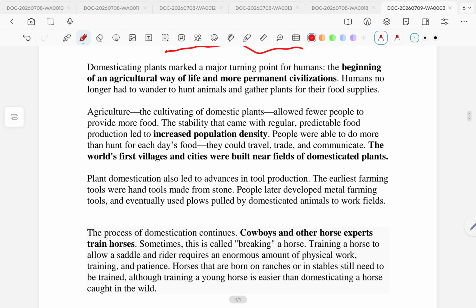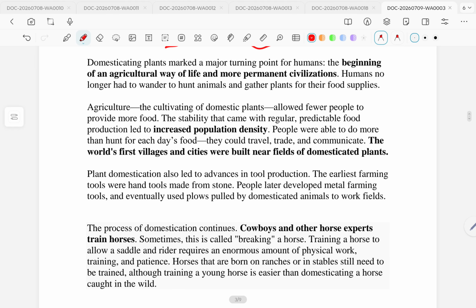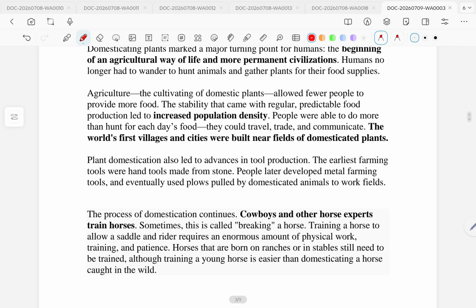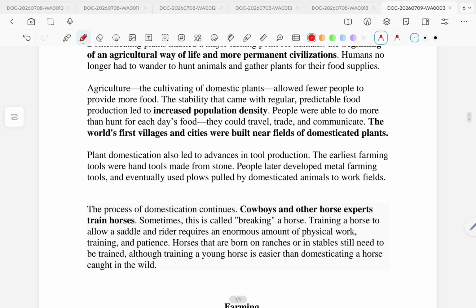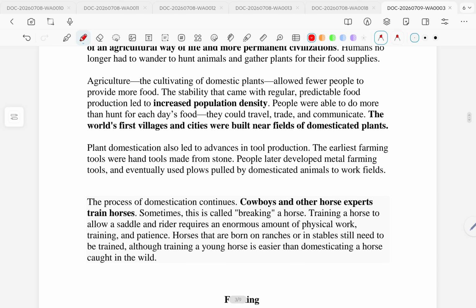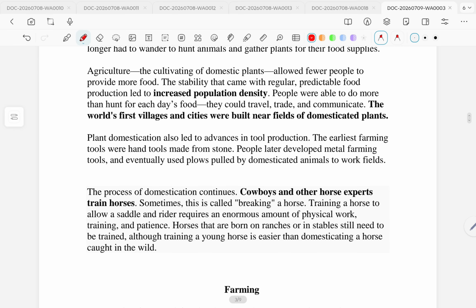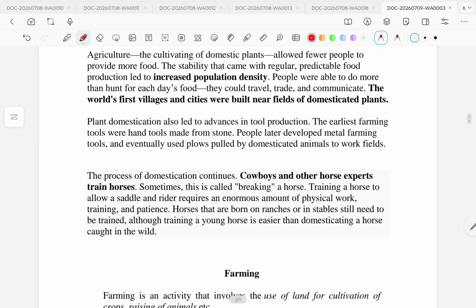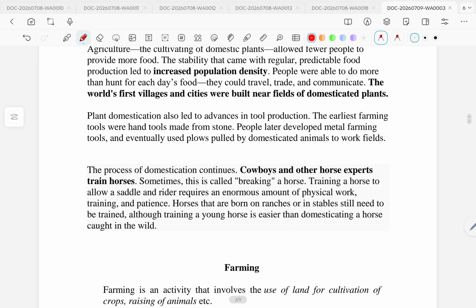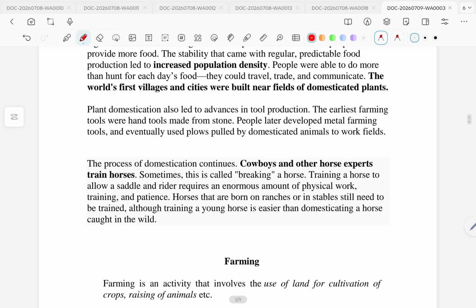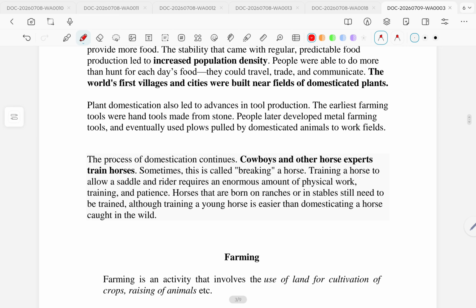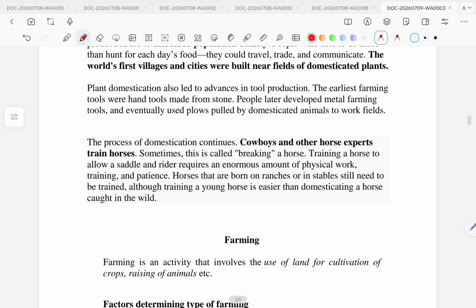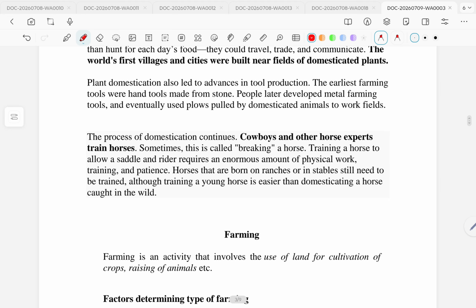People were able to do more than hunt for each day's food. They could travel, trade, and communicate. The world's first villages and cities were built near fields of domesticated plants. Plant domestication also led to advances in tool production. The earliest farming tools were hand tools made from stone. People later developed metal farming tools and eventually used power pulled by domesticated animals to work fields.